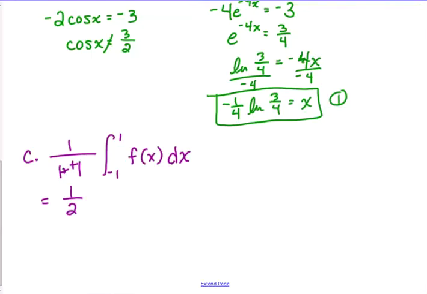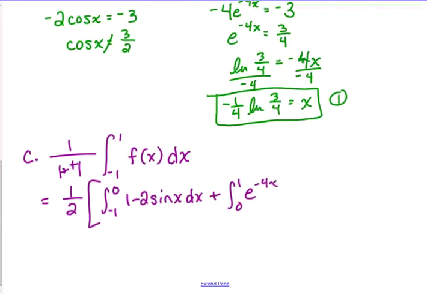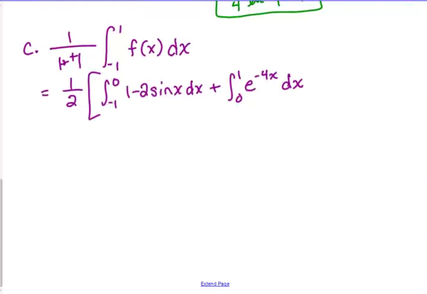Now, if we are integrating this function from -1 to 1, we're going back to that piecewise function. We have to split it up into the pieces. So we've got the integral from -1 to 0 of the first piece, 1 minus 2 sine of x dx, plus the integral from 0 to 1 of our other part, e to the -4x dx. Okay, so we've still got this 1/2 in front of this whole thing.